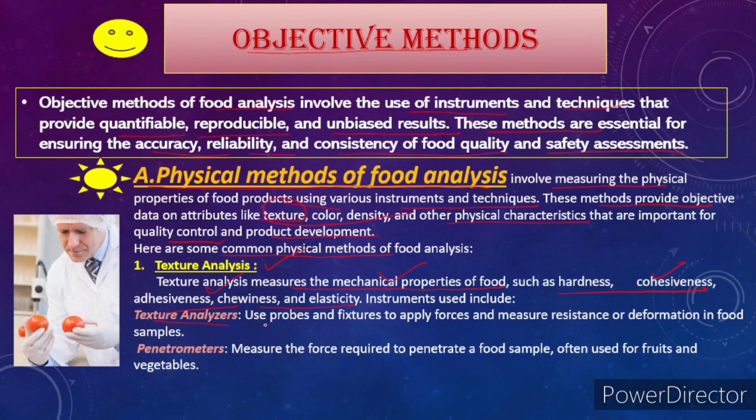In texture analysis, they use probes and fixtures to apply force and measure the resistance or deformation in the food samples. Penetrometers measure the force required to penetrate a food sample, often used for fruits and vegetables. Here force is applied to measure the resistance.